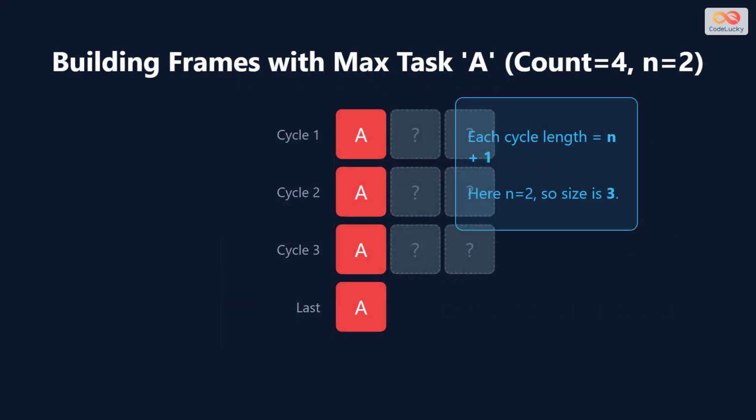Think of the most frequent task as creating cycles. If we have 4 A's and n is 2, we need to place the A's. Between each A, there must be 2 empty spots. We create groups or rows of size n+1. The last A doesn't strictly need a cooling period after it because the job is done.